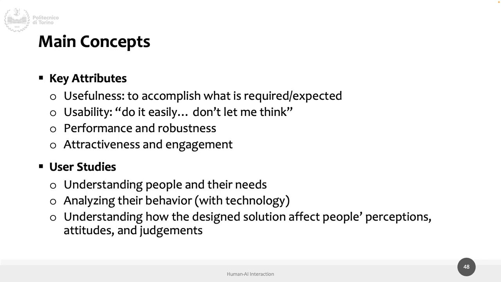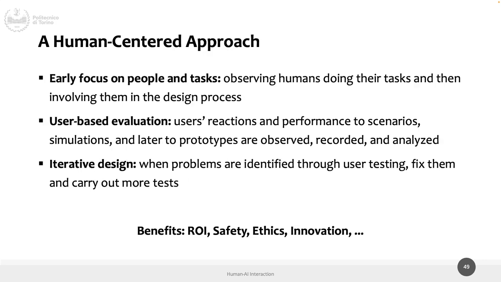Then you can also analyze behavior using technology, collecting data, gathering patterns, etc. And also you can understand how the design solution, the product, the prototype, the algorithm, the system affects people's perception, attitudes, and judgment. When we put technology in a domain where technology is not present, we are affecting people's perception, attitude, and judgment about that domain by the simple fact of adding technology. And so we should also understand how this affects people, not including, as he was saying before, the ethical perspective. So these are the concepts of the field.